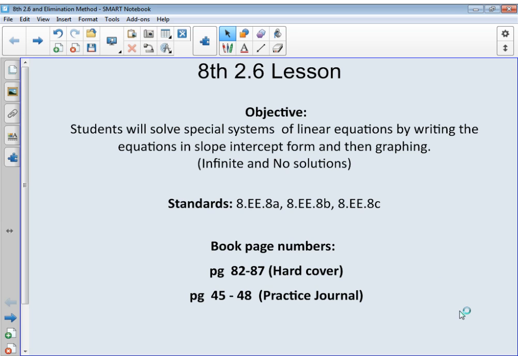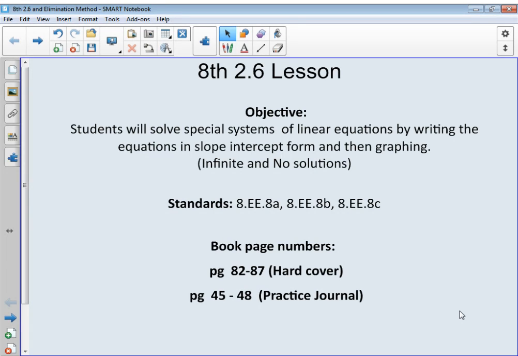This is 8th grade lesson 2.6. Today we're going to work with solving systems of linear equations by writing them as equations in slope-intercept form and then graphing them. Today we're going to notice that we have some special situations when we graph them out or solve them algebraically. The standards covered are, once again, 8.EE.8.A, B, and C.